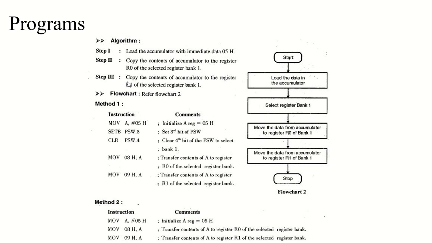But this time, remember how many register banks did we have in 8051? We have 4 register banks: bank 0, bank 1, bank 2, bank 3. So this time you have to select the bank. You have to select in which bank you have to send your data, right? Because if you remember, if you don't select the register bank, what will happen? It will by default select the register bank 0 and the data will be shifted to register R0 of register bank 0. So it is important to select the register bank 1.